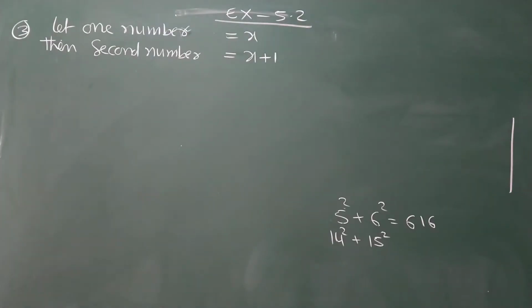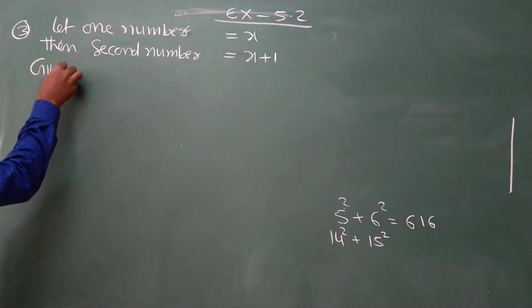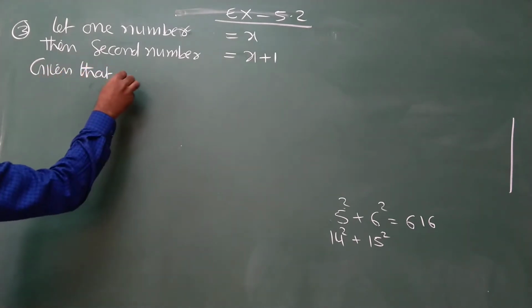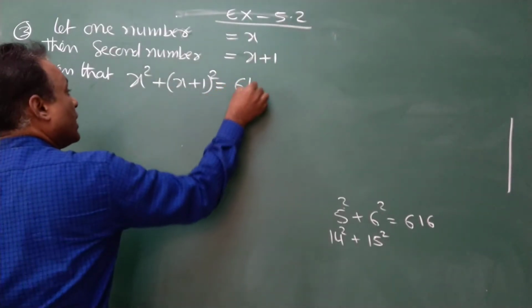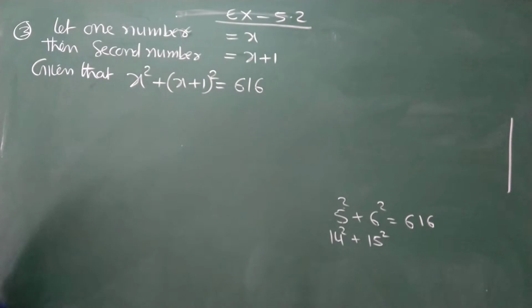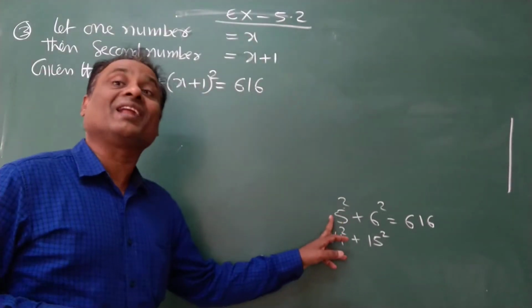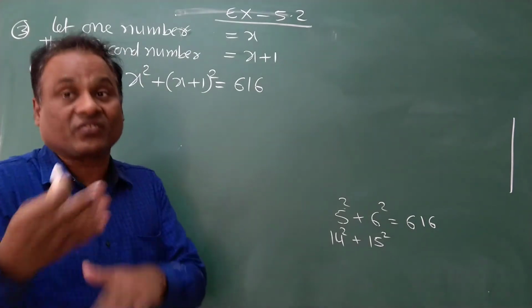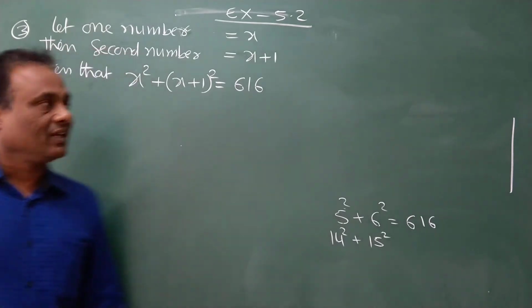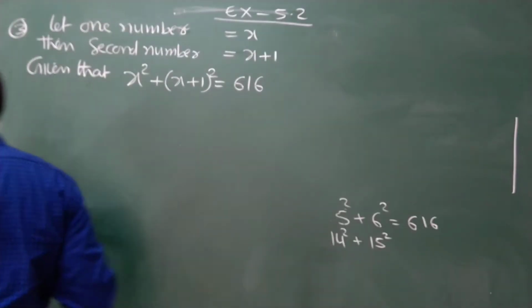Now the sum of these squares. Students, read the question. Read the question. The sum of their squares. Given that, first number square plus second number square is equal to 613. First number x means the second number is x plus 1. Why plus 1? Consecutive numbers, one after the other. The difference will be 1. 613 is given in the problem. See it.